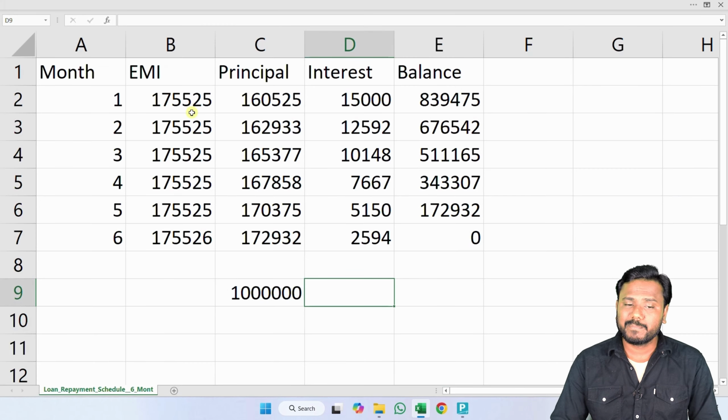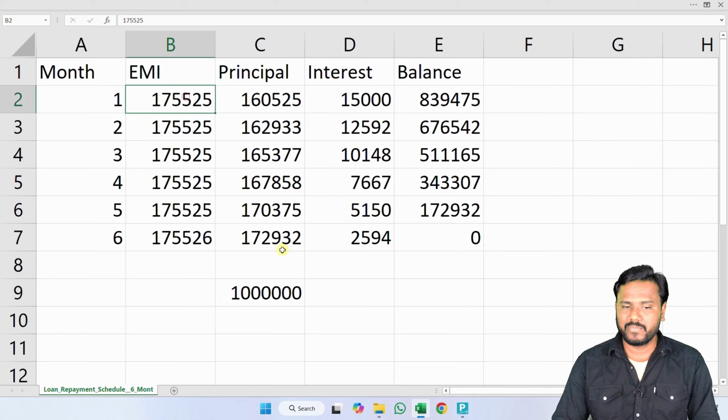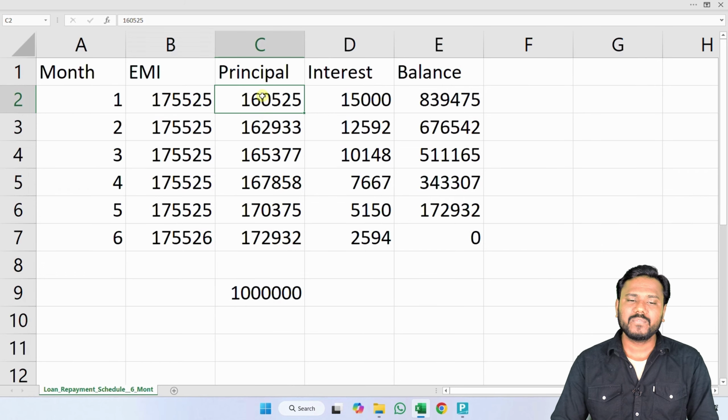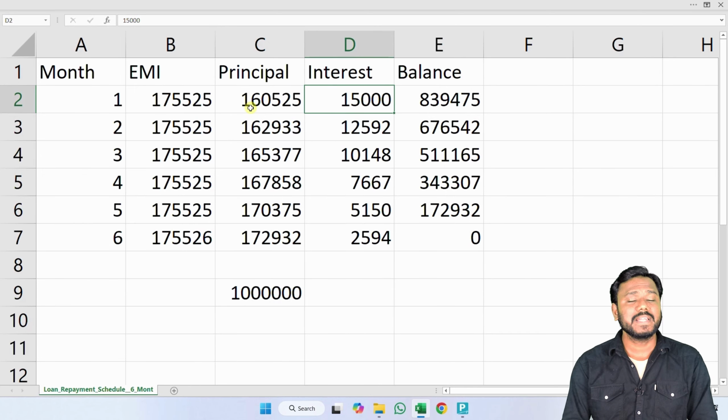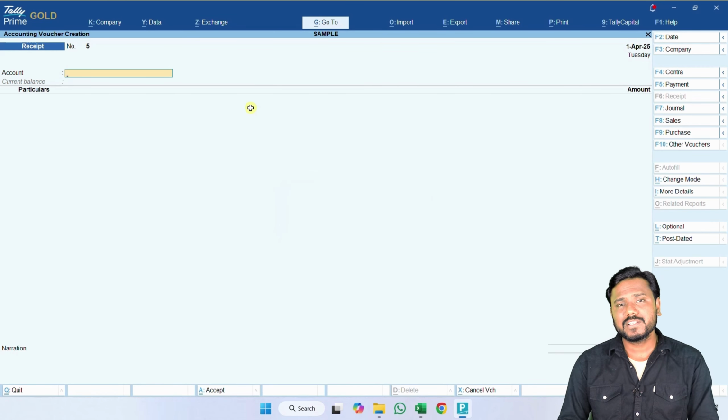So the first EMI we are going to pay is 1,75,525. Out of this, 1,60,525 is the principal and 15,000 is the interest. Method 1. What is method 1?